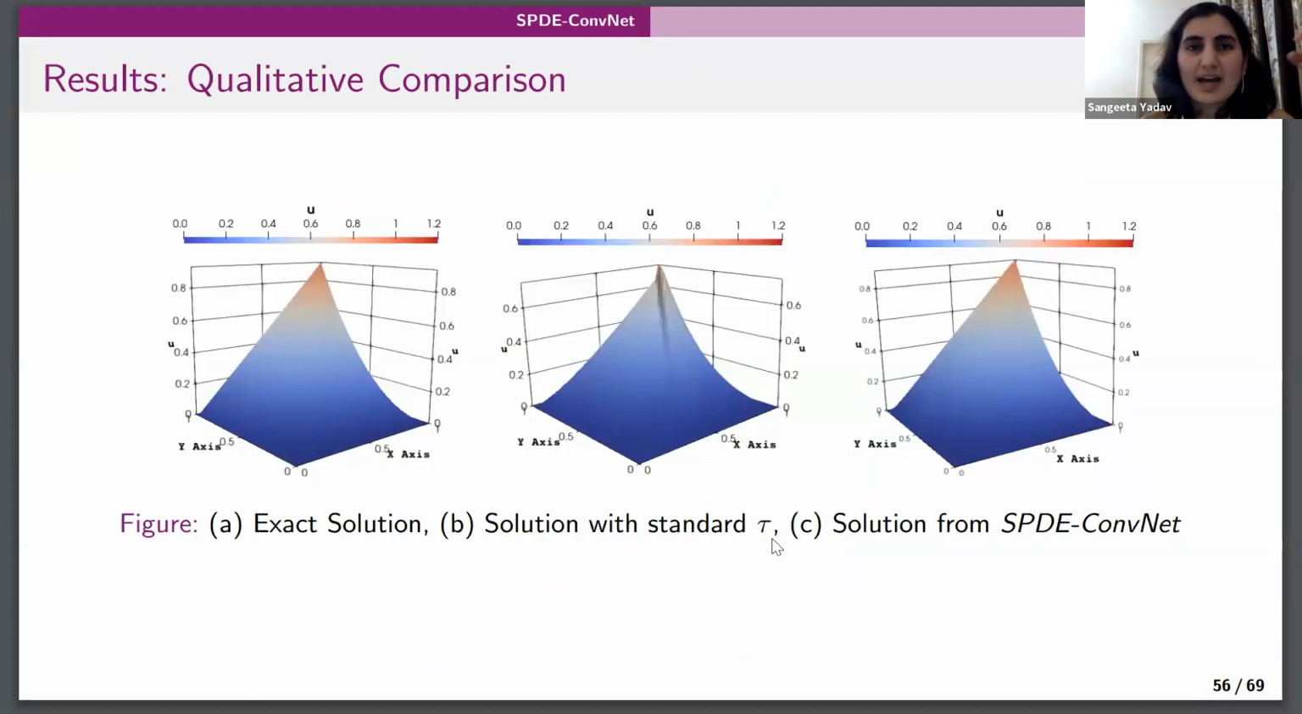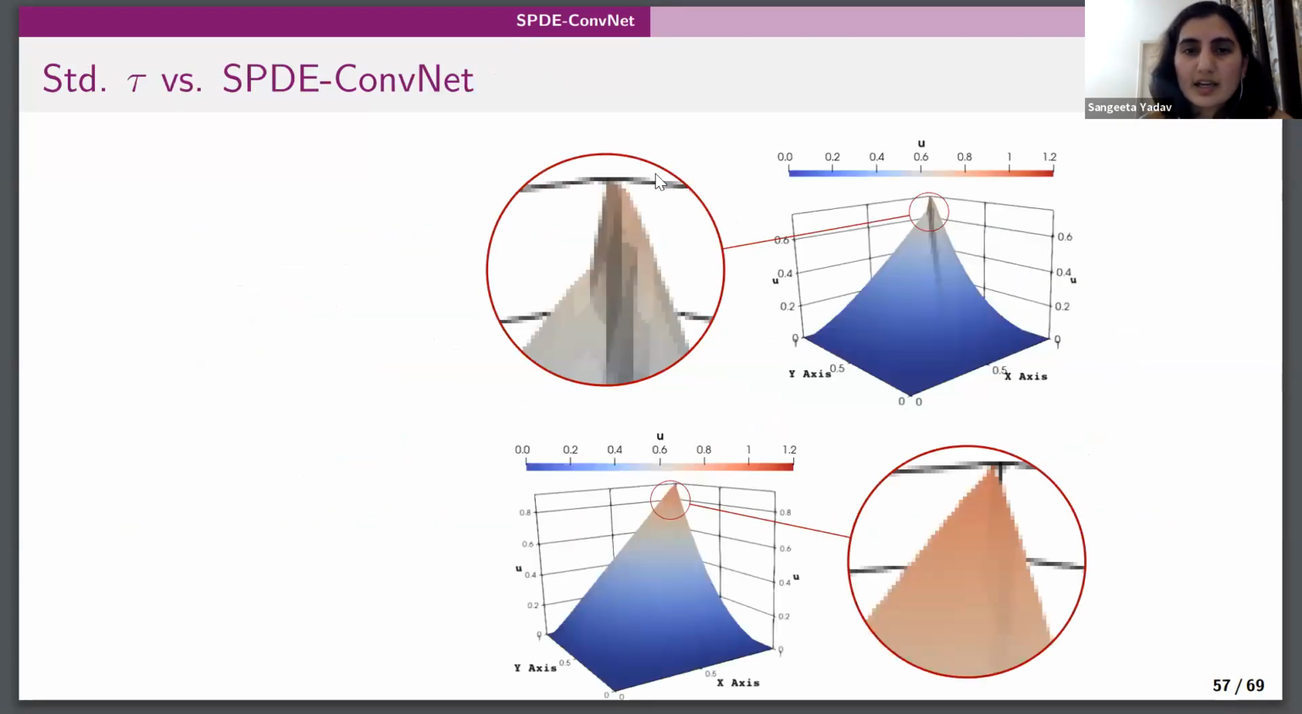Here we can see the qualitative comparison of the results obtained from the standard SUPG technique and SPDConNet. In this diagram, we have zoomed in so as to see the oscillations. We can see, for example, that there are no oscillations in the case of SPDConNet as compared to the standard tau solution.